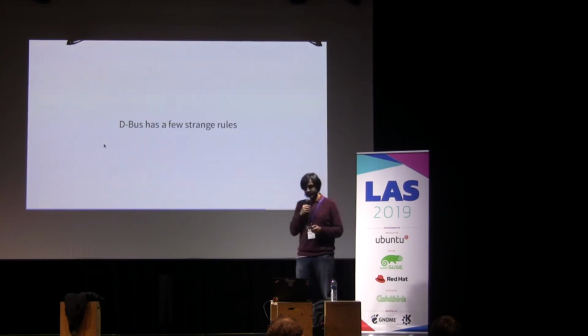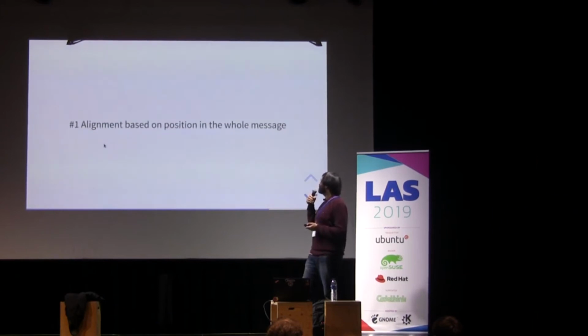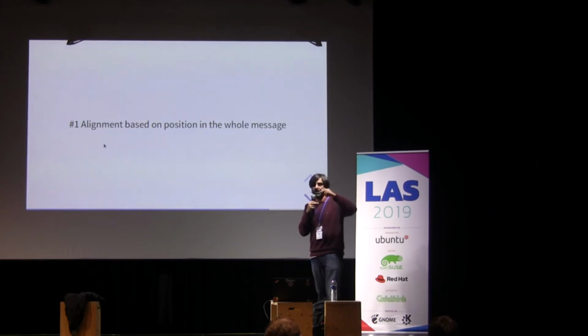Turns out ZBus has a few strange rules. It's not all great. The first rule is that alignment is based on the position in the message. So if you have a message and you're putting different data in it, the alignment of each data is based on its position in the whole message, not just the container it's in, which is fine. It's not a big problem.